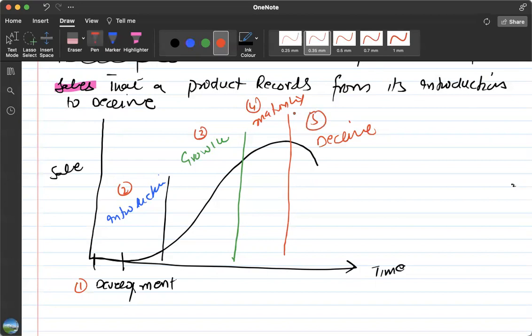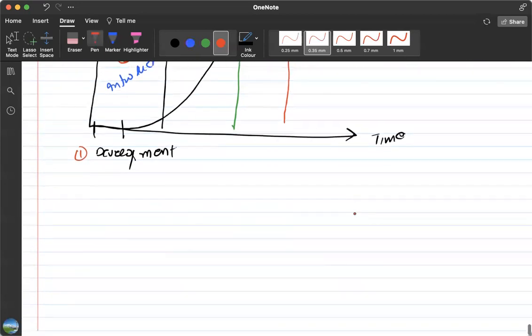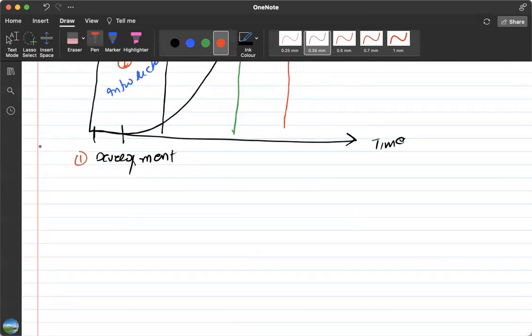Now, what these stages mean, what is the situation of a product at every stage, and what policies businesses should opt for, we'll talk about it. Let's start with the development of the product.